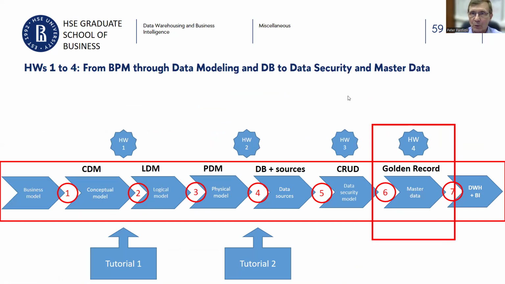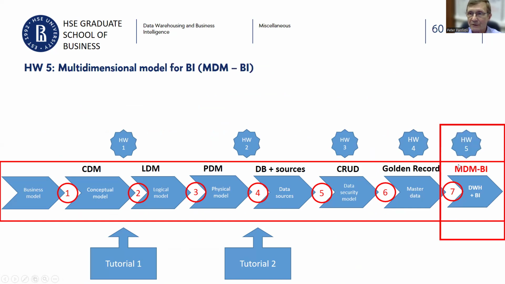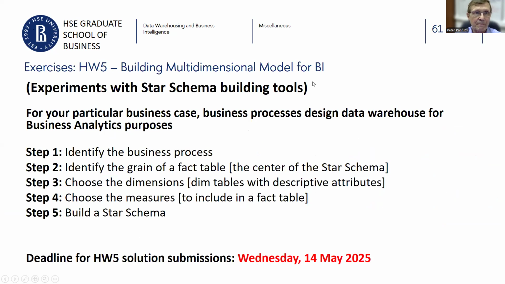We just finished golden records. So now we are at stage 7. What we need to do is multi-dimensional modeling for BI. This is the idea of homework 5, and it is essentially about experiments with star schema building tools, how to build a star schema for specific analysis from your relational database.